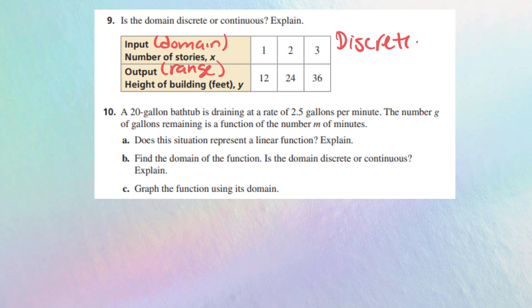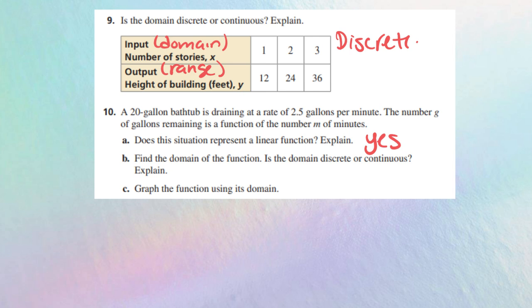Is there a constant rate of change there? Yes. Why? While M increases, 1 minute, 2 minutes, 3 minutes, 4 minutes, what is happening to my gallons? They're decreasing by 2.5. So yes, it is linear.